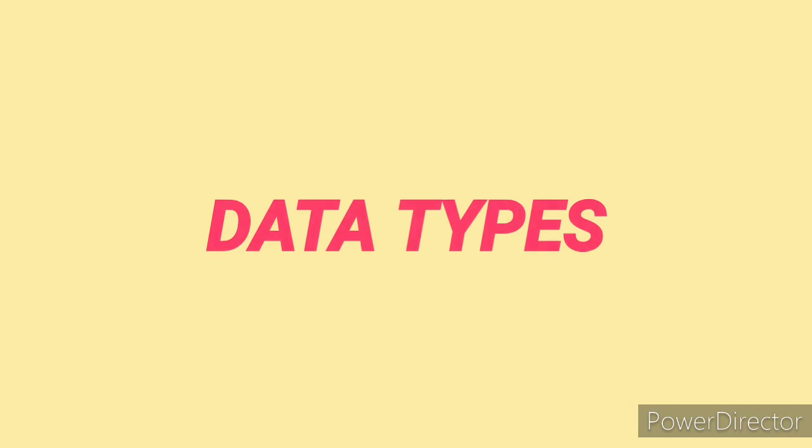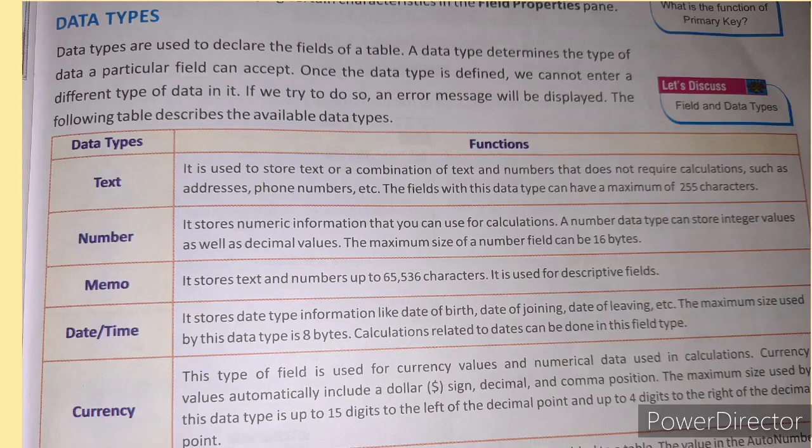What is that, children? Data types. Data types are used to declare the fields of a table. That means in the field, whatever we are typing, for that we should select the data type. The data type determines the type of data a particular field can accept. That means whatever data type we select, that field will take only that type of data.